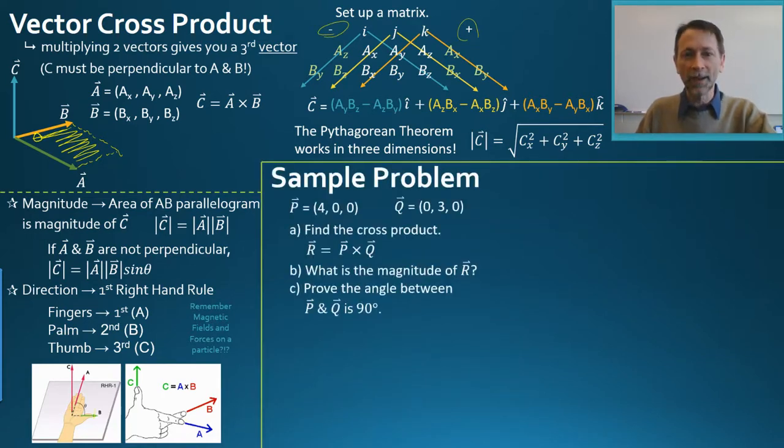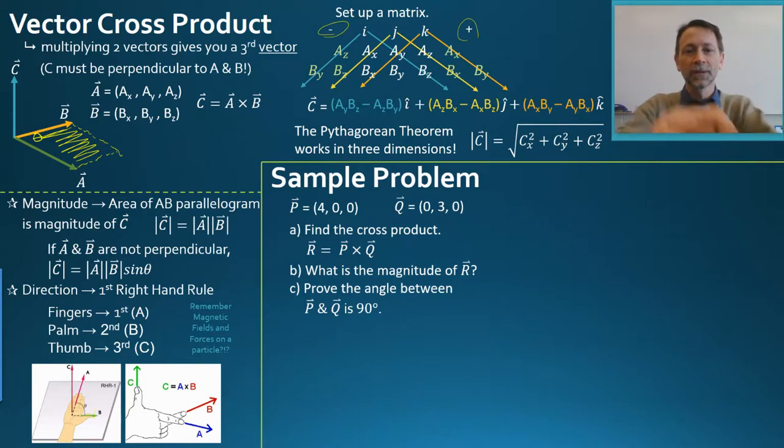So, sample problem. I have this vector p, which is 4, 0, 0, so it's only on the x-axis. Then I have vector q, which is only on the y-axis, 0, 3, 0. I want to find the cross product, I want to find the magnitude of r, and I want to prove that the angle between them is 90. There are a couple different logic things we can do here.